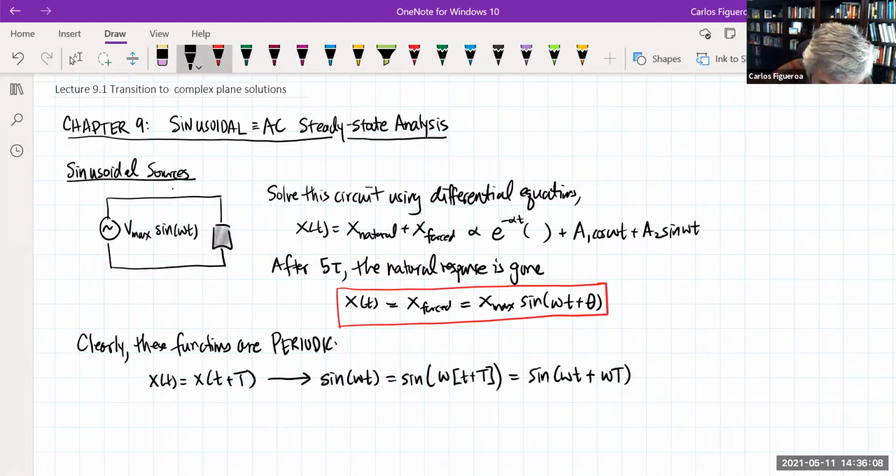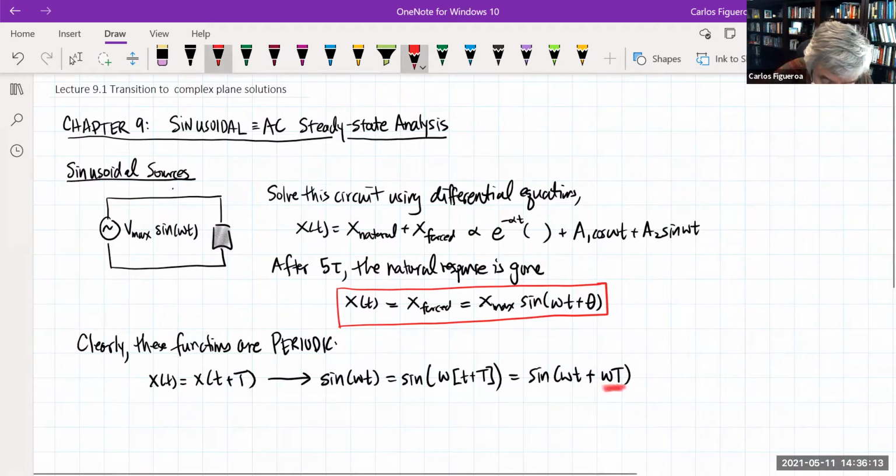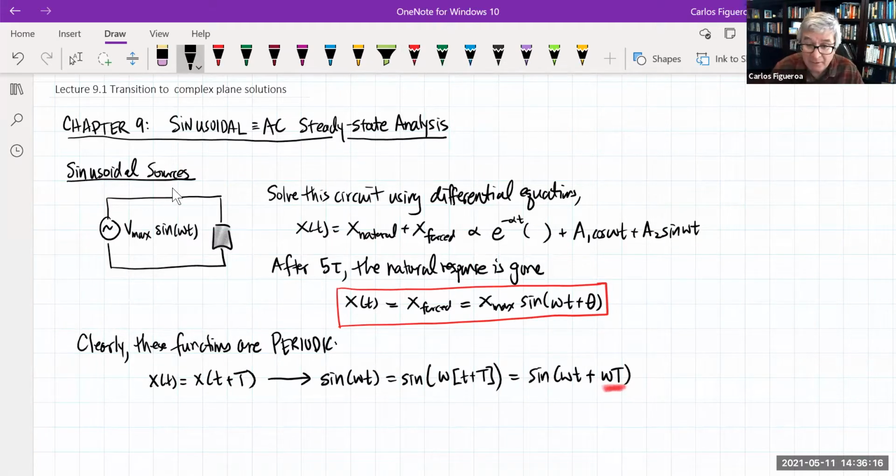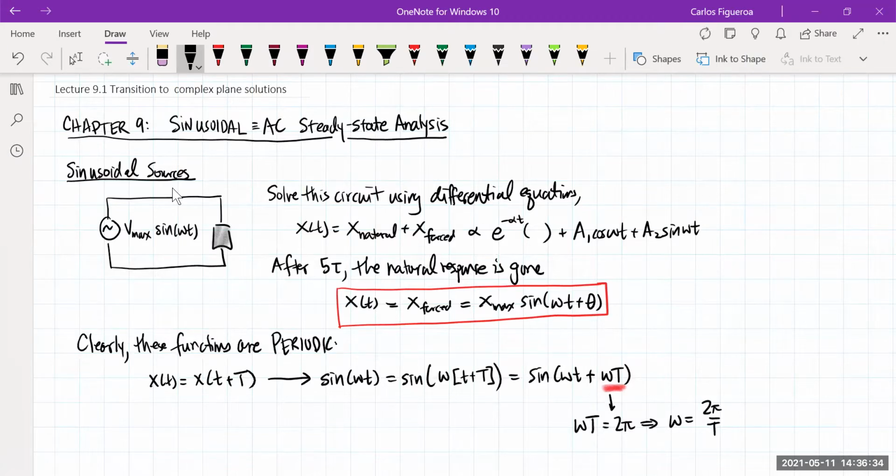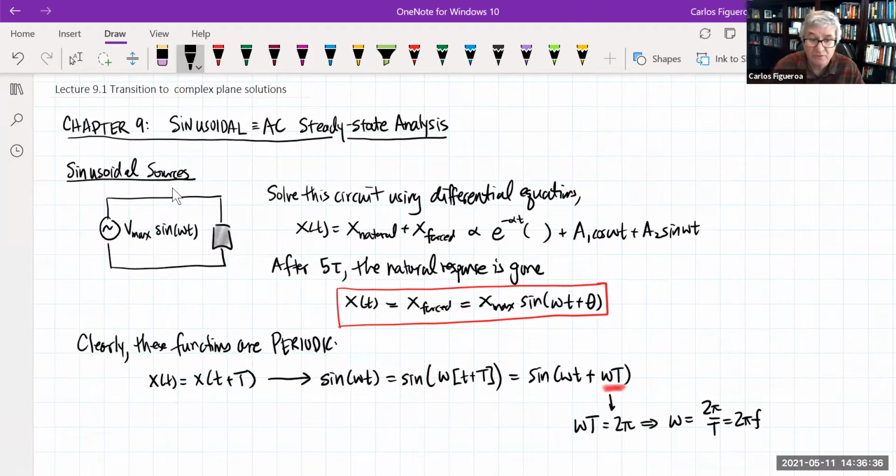So right away, just by looking at this term right here, that implies that it must be periodic. This term tells us that omega times the period must be 2 pi, which then tells us that omega is 2 pi over the period, or I can write this as 2 pi times the frequency. So we're always going to know the shape of the forced response because we know that it's periodic.